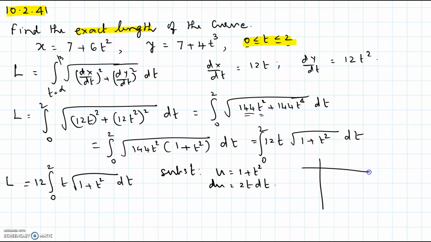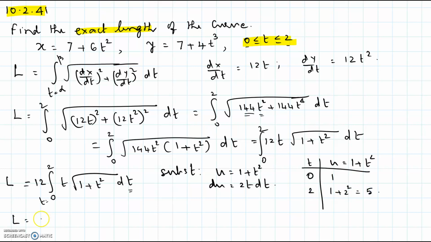We are changing the variable t to the variable u. They are connected by u equal to 1 plus t square. So in this integral, 0 and 2 are the limits for t. So t equal to 0, u equal to 1, and t equal to 2, u equal to 1 plus 2 square, that will be equal to 5.